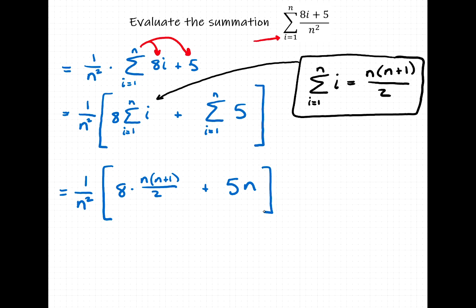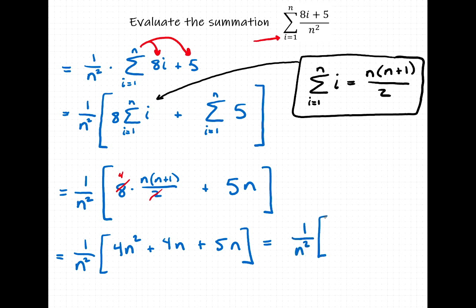All right, so we have done it. We've evaluated the summation. Now we should probably do a little simplifying here. So first thing I see is the 8 and the over 2. Those will cancel to a 4 and a 1. So we'll have 1 over n squared, and if we distribute that 4n times the (n plus 1), it looks like we'll have a 4n squared plus 4n, and then there's plus 5n, which of course the 4n and the 5n give you a 9n, so we have 1 over n squared times (4n squared plus 9n).